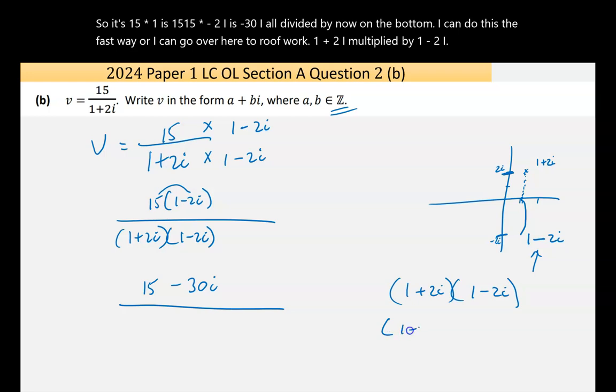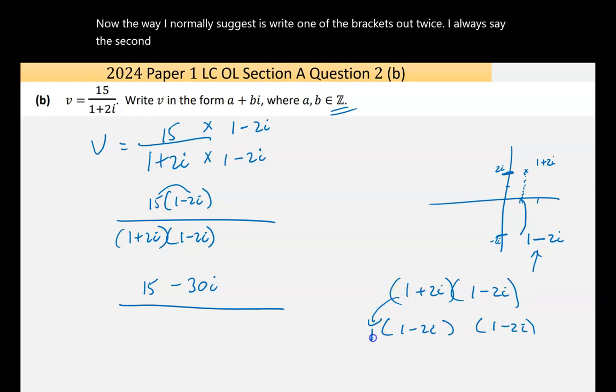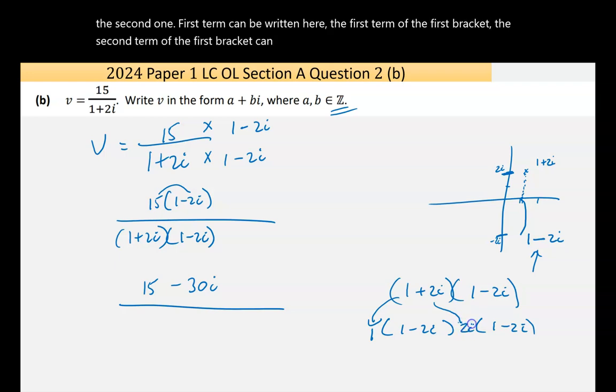Now the way I normally suggest is write one of the brackets out twice. I always say the second one. The first term of the first bracket can be written here, the second term of the first bracket can be written here, and then go left to right and multiply.